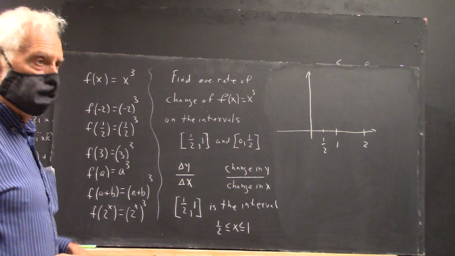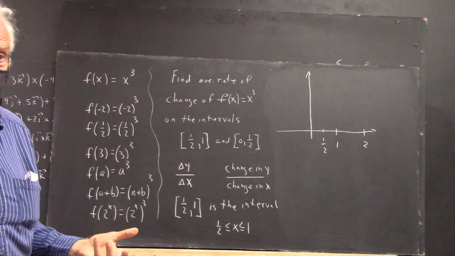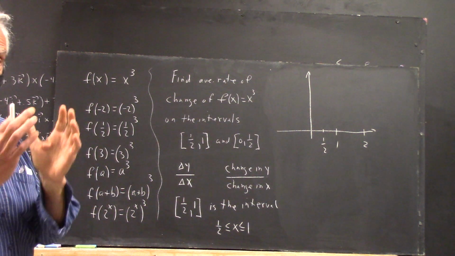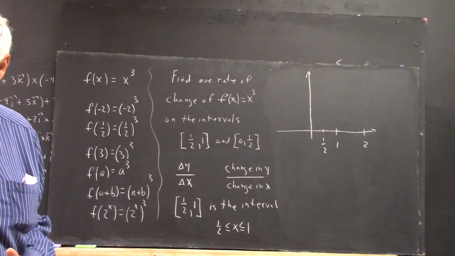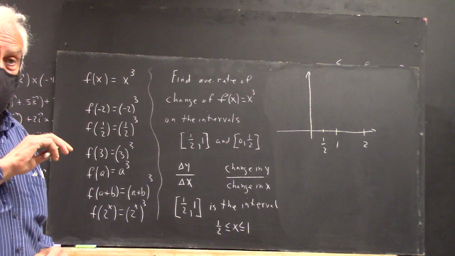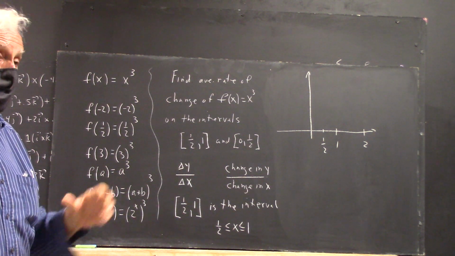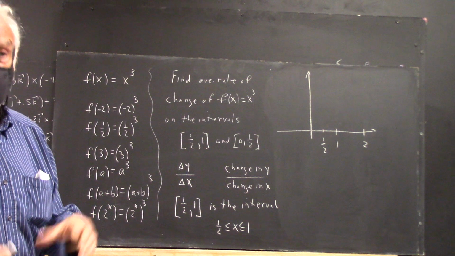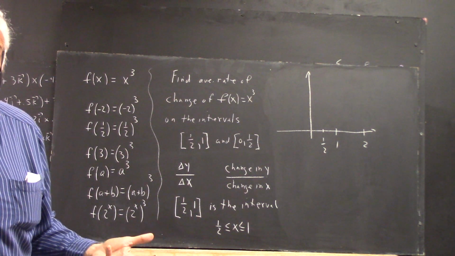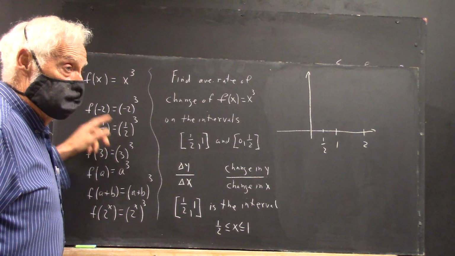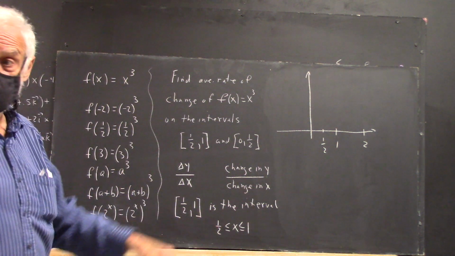Now, cubing 1/2, well, we did a thing on fractions. You should understand that's 1/2 times 1/2 times 1/2, right? And when you multiply fractions, you multiply the numerators and you multiply the denominators. Unlike when you add, you need a common denominator in order to add or subtract fractions. When you're multiplying, you just multiply the numerators and multiply the denominators.